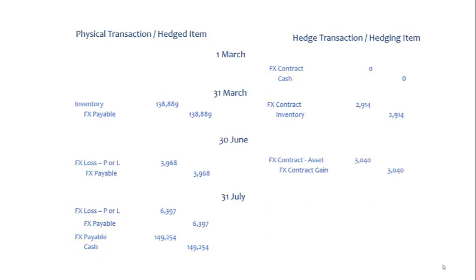The forward exchange contract changed in value again on the 30th of June, so we make an adjustment to the asset, and we recognise a gain this time in the statement of profit or loss, and on the 31st of July we recognise a further gain, and we have a settlement of the contract. Now, what we can see here is we get a sort of balancing of the gains and losses on the hedge and the hedging item.